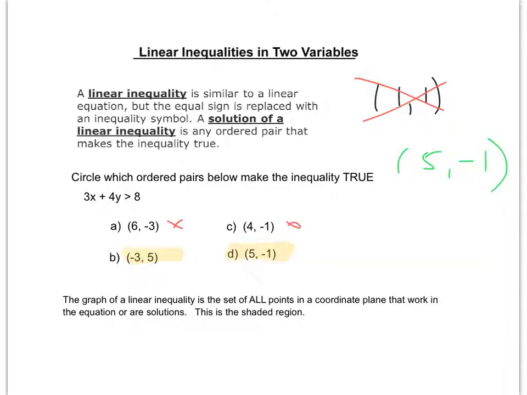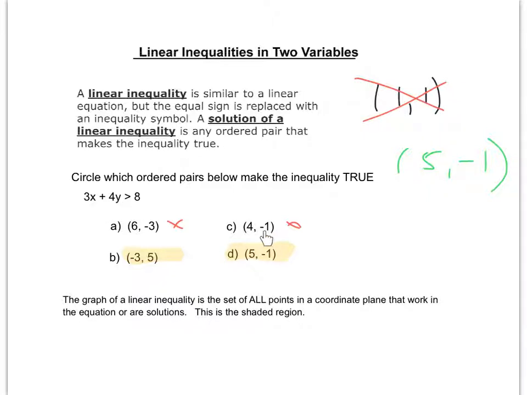Okay, you should have found that the first one, A, does not work because you get 3 times 6, 18. 18 plus 4 times negative 3 is negative 12. 18 plus negative 12 is positive 6. 6 is not greater than 8. For B, you should have found that it worked. 3 times negative 3 is negative 9, plus 4 times 5 is 20. That's positive 11. 11 is greater than 8.